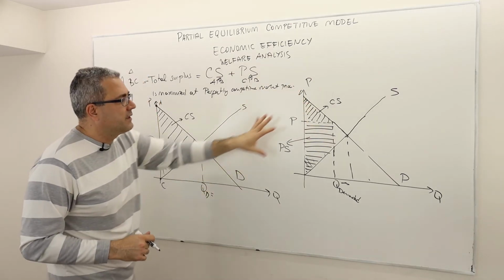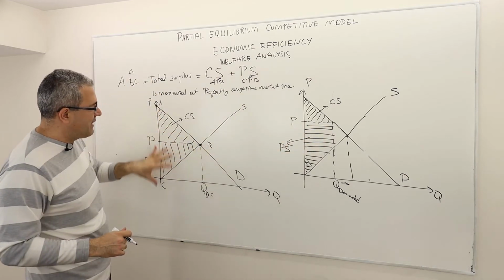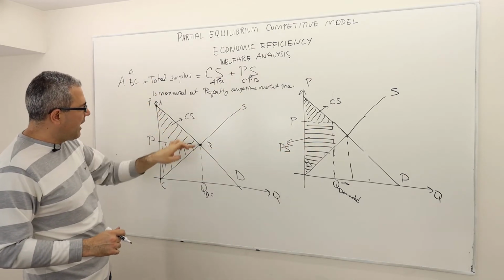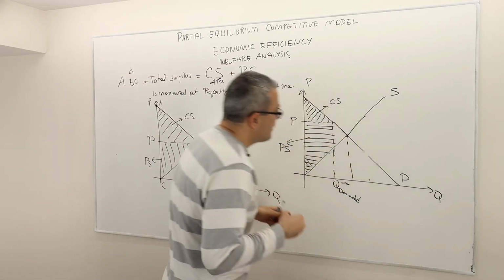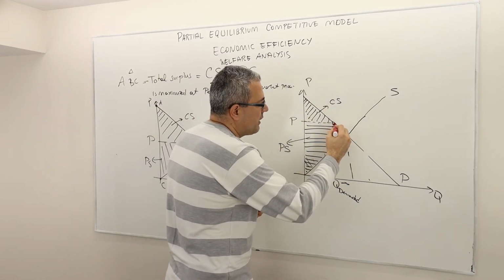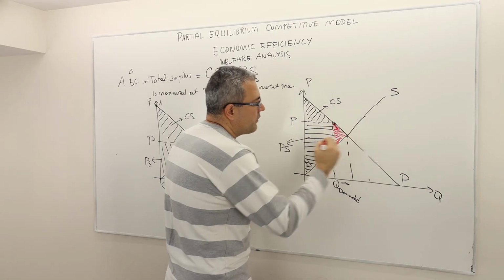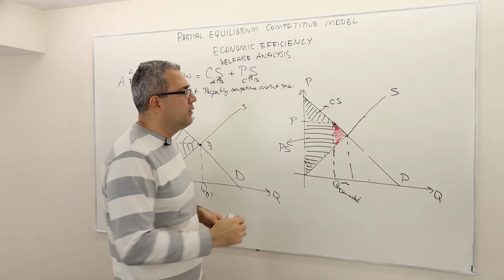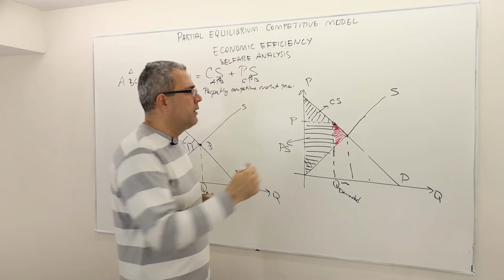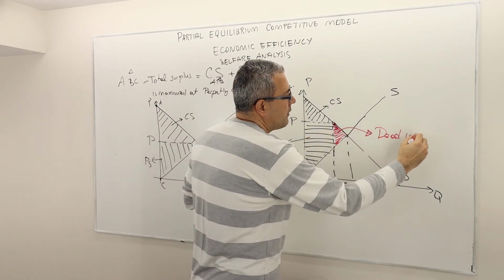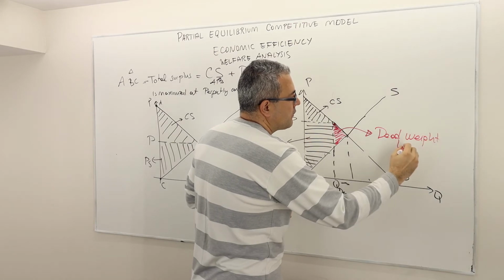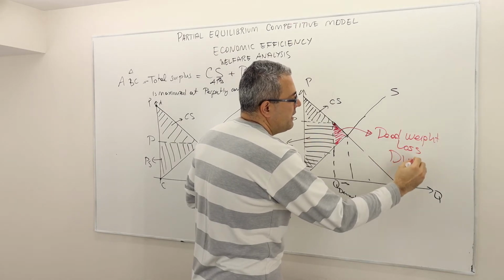As you see, this shaded area is clearly less than this ABC triangle. All right. We have this small triangle. I'm going to color it with red. So this red triangle, which basically goes to no one, we call this, as you remember, deadweight loss, or DWL.